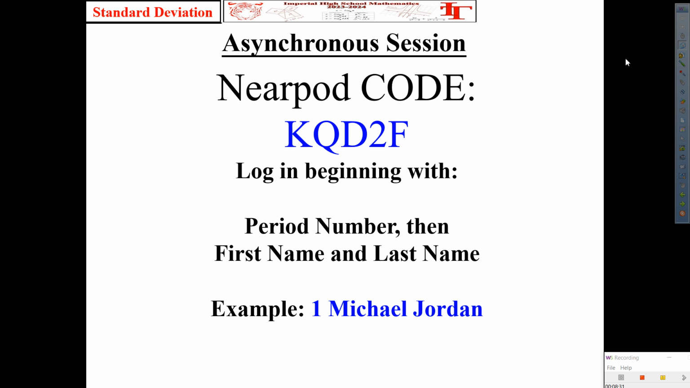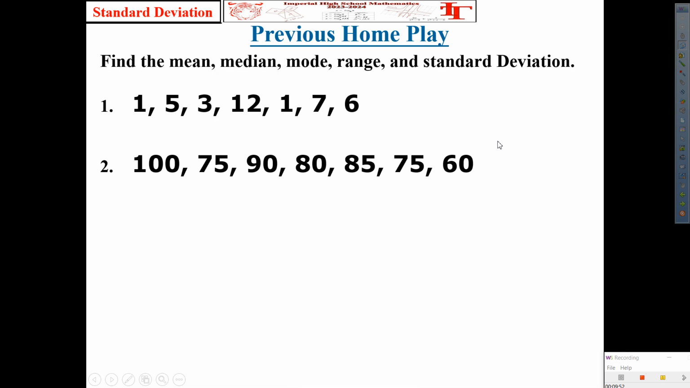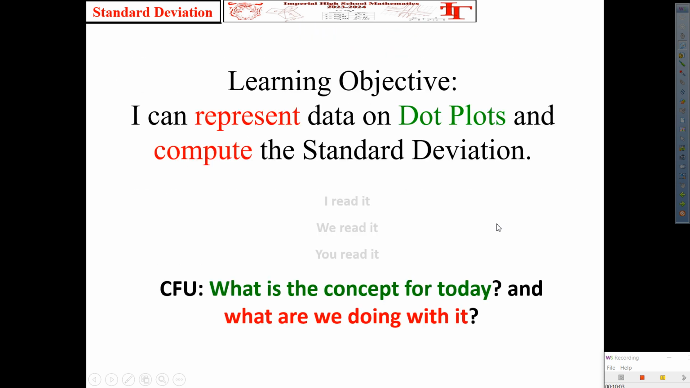All right. With that said, the previous home play, you already turned that in. There it is. Tonight's home play is this one. It's 2 problems, but don't copy that. You have the Nearpod code. You can get that later. So with that said, get a Cornell note ready. You don't need a Fourier model today.